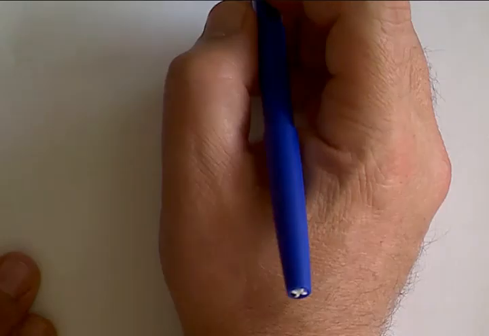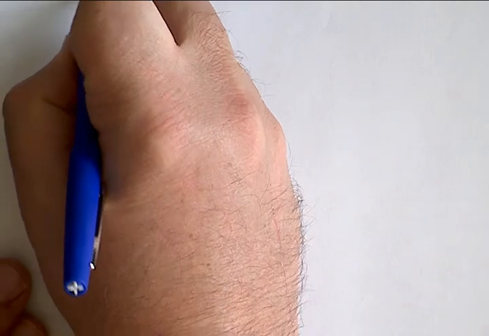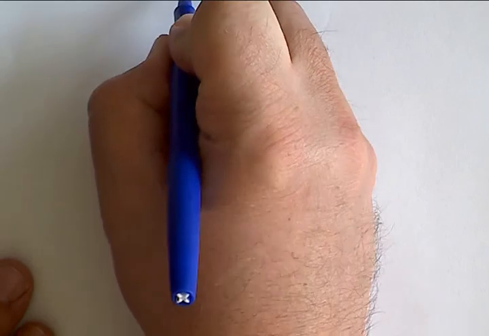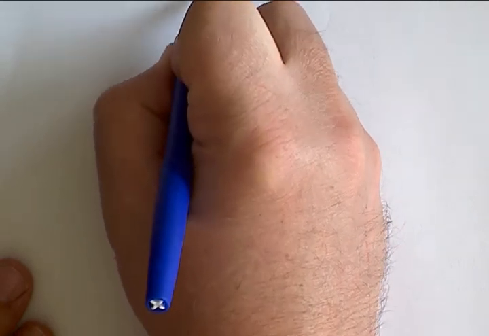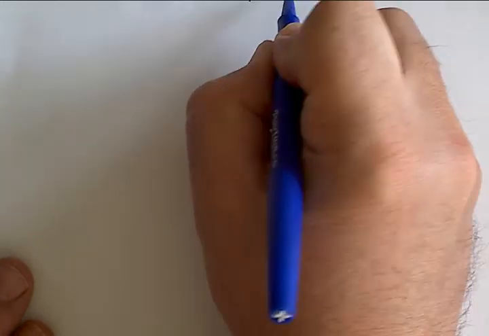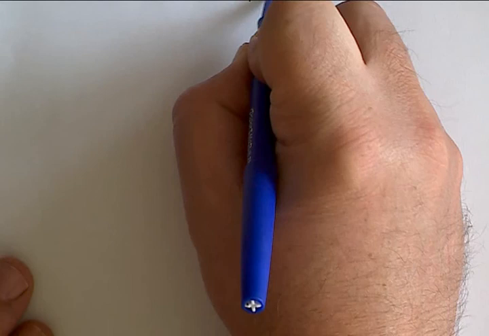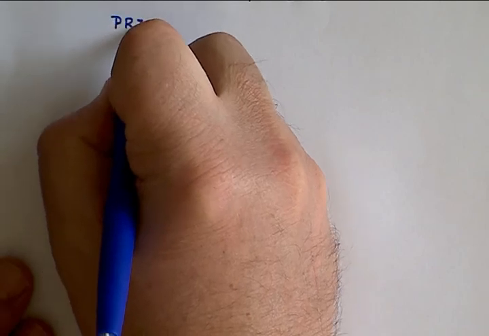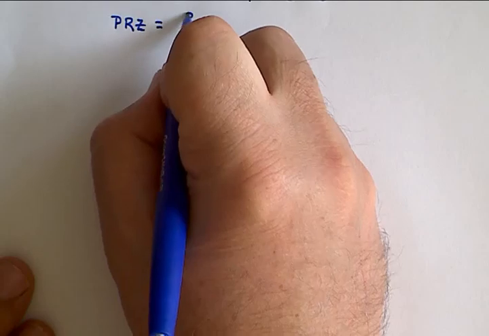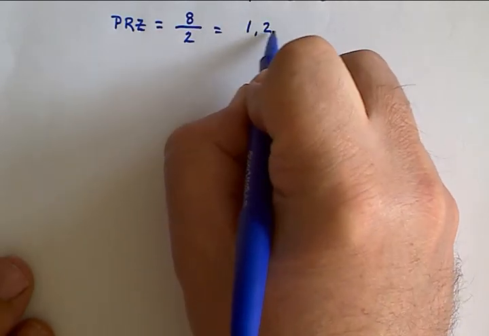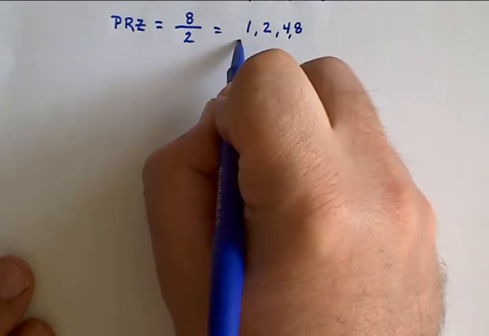On this one, you have number 23. You have 2x to the 3rd minus 11x squared plus 10x plus 8 equals 0. Again, do a PRZ. I'm going to put 8 over 2 this time. So 1, 2, 4, and 8 on top, 1 and 2 on the bottom.